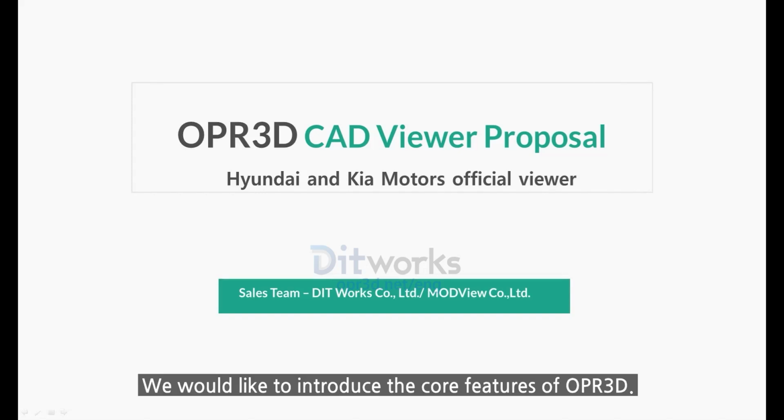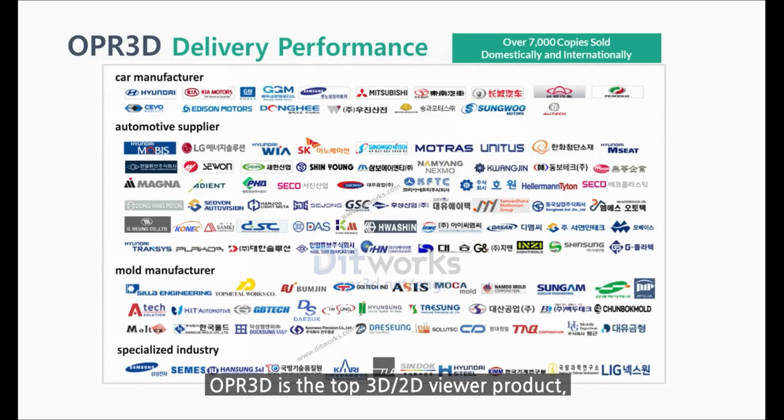We would like to introduce the core features of OPR3D. OPR3D is the top 3D 2D viewer product. Used and sold for over 7,000 copy products, including Hyundai, Kia, Samsung Electronics, LG Energy Solution, SKon, and Motherson Group.